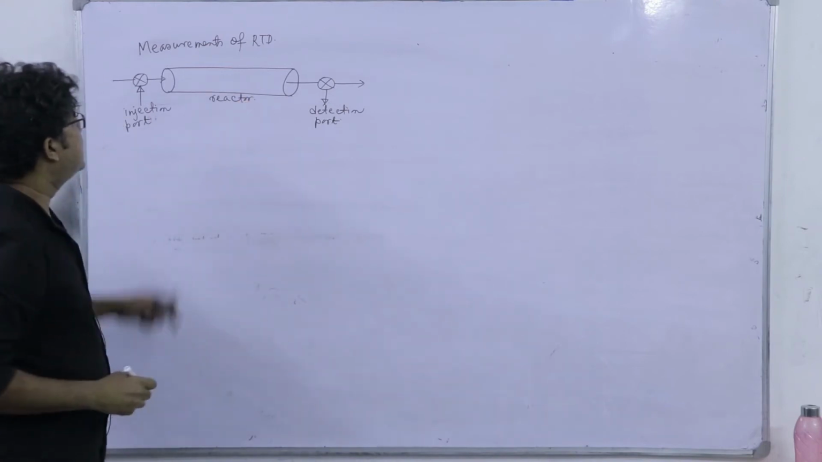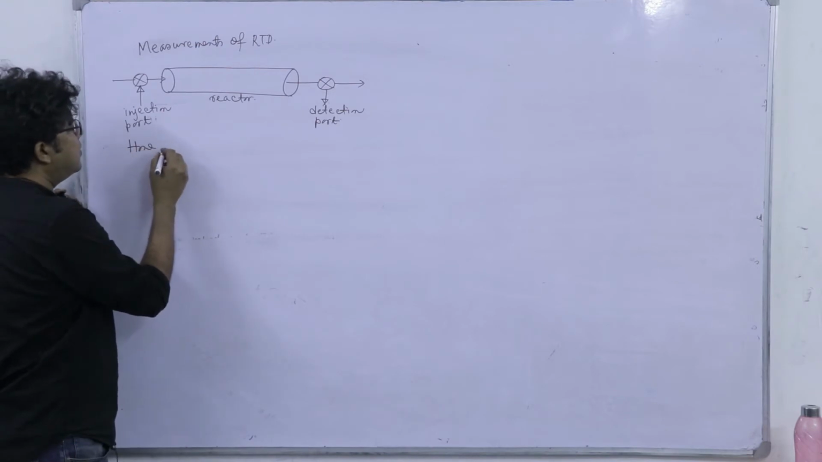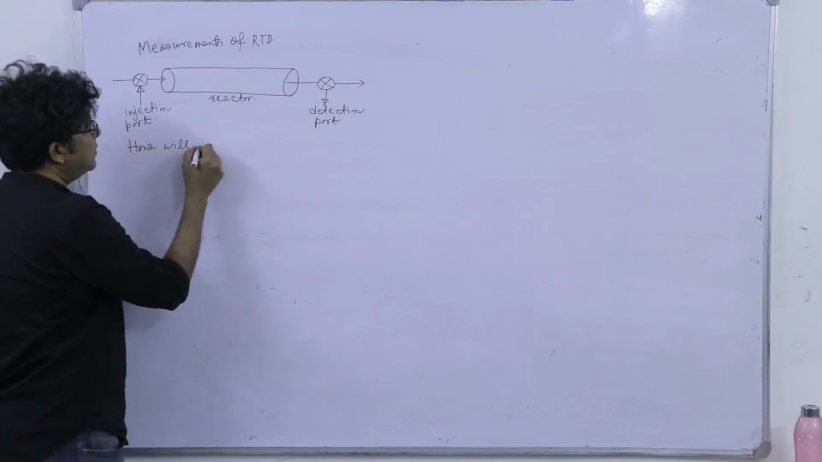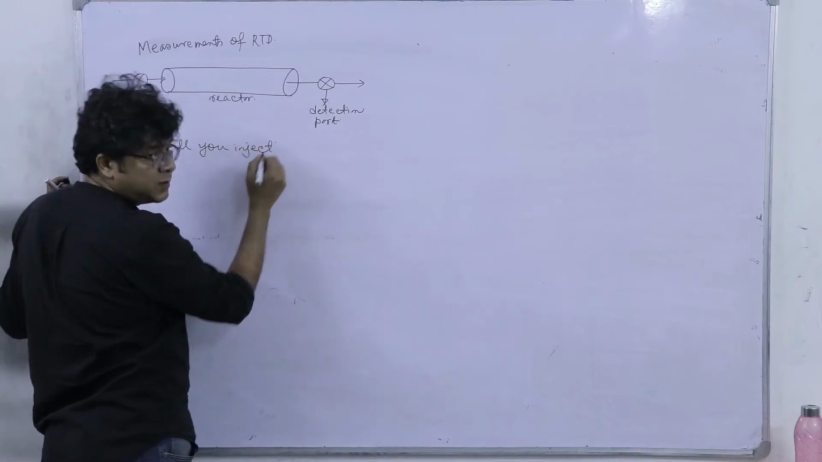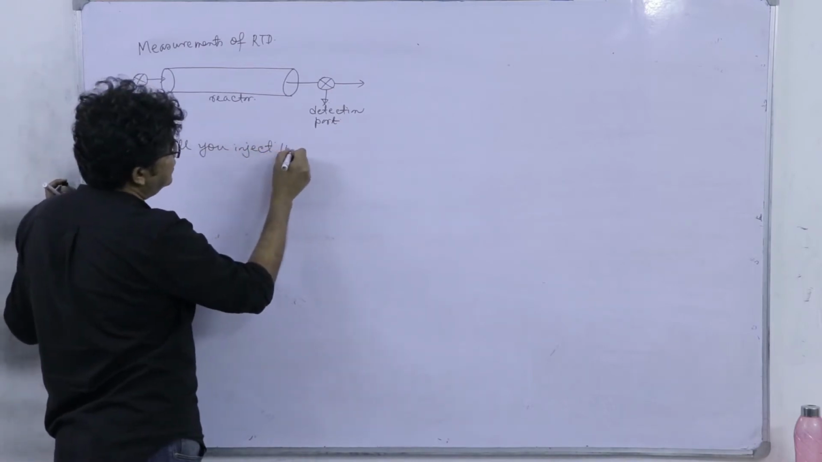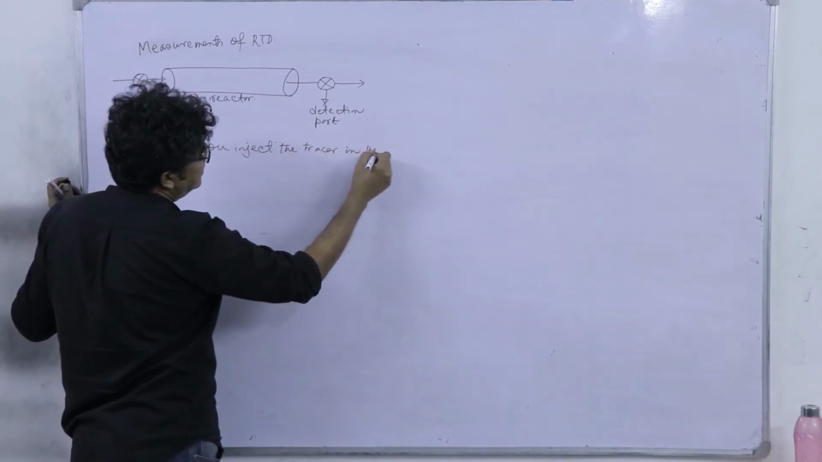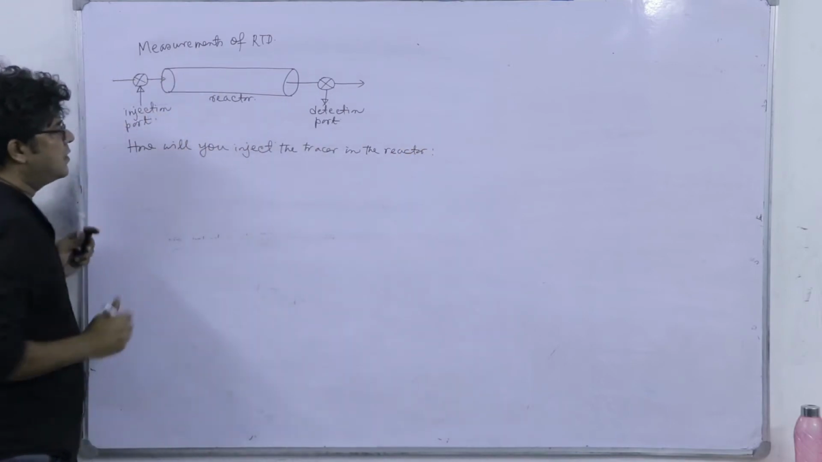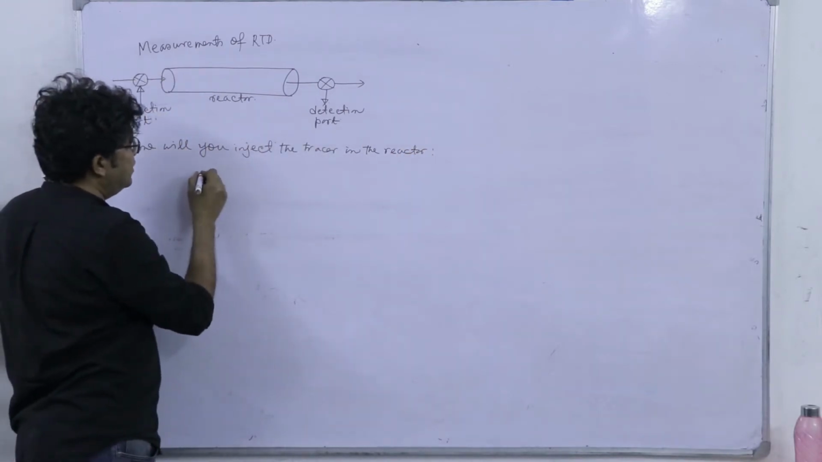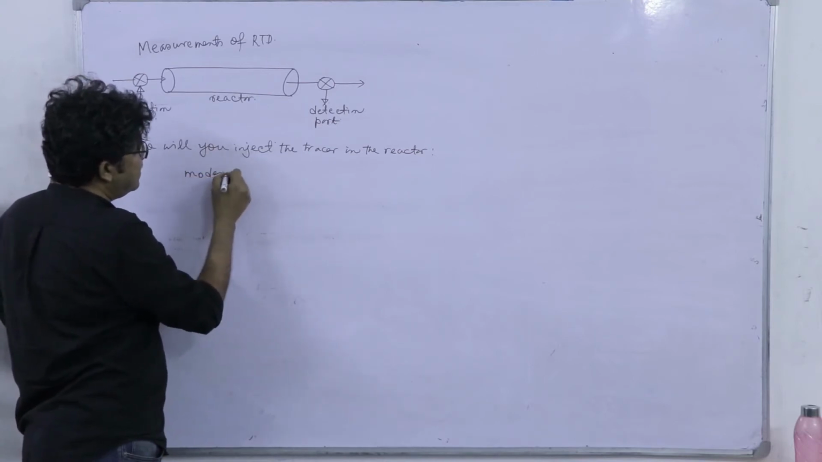Right. Now, how will you inject? How will you inject? That is a very important question to be resolved. Inject the tracer in the reactor. So, you have to inject it at this injection port. There are two modes of injection.